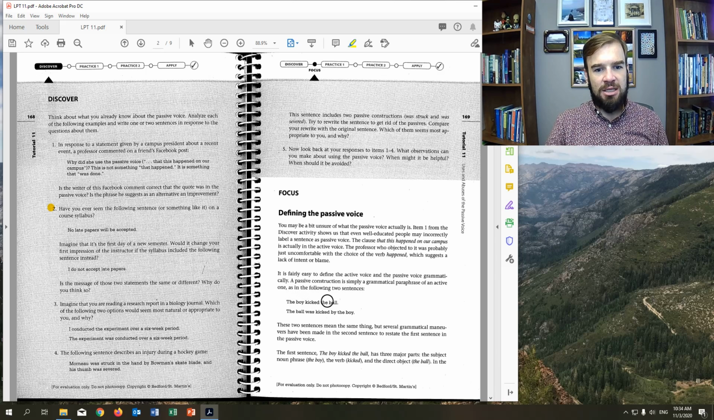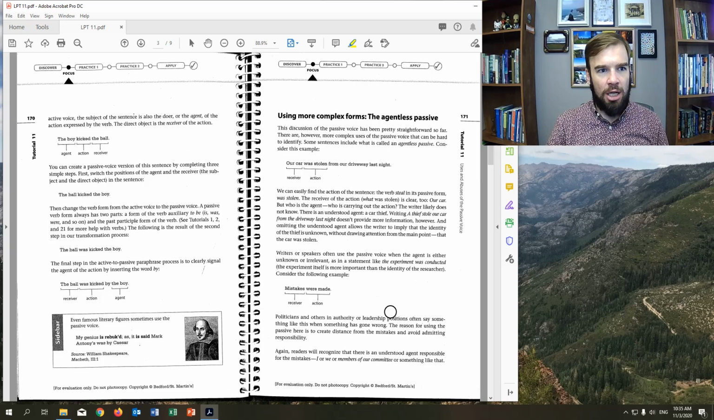The boy kicked the ball. The ball was kicked by the boy. These two sentences mean the same thing, but several grammatical movements have been made in the second sentence to restate the first sentence in the passive voice. Now, the first sentence, the boy kicked the ball, has three major parts: the subject noun phrase, the boy; the verb, kicked; and the direct object, the ball.